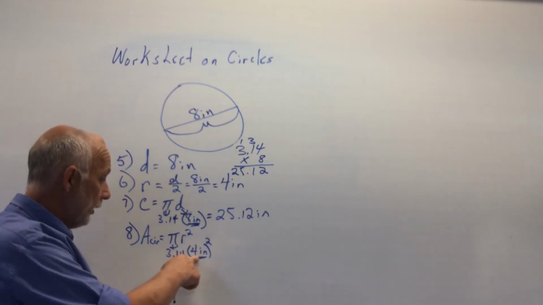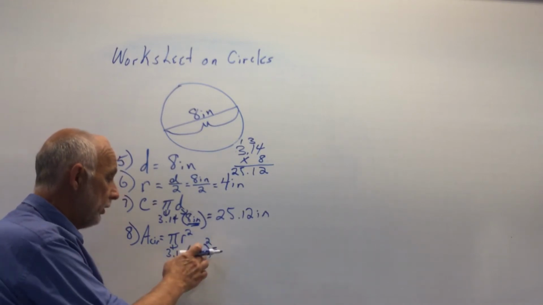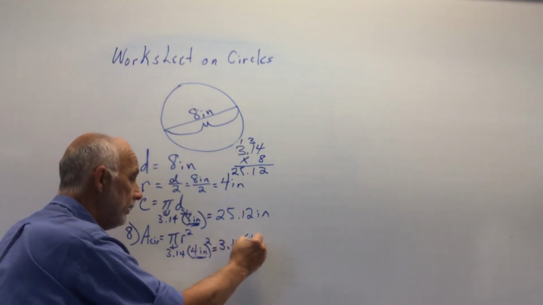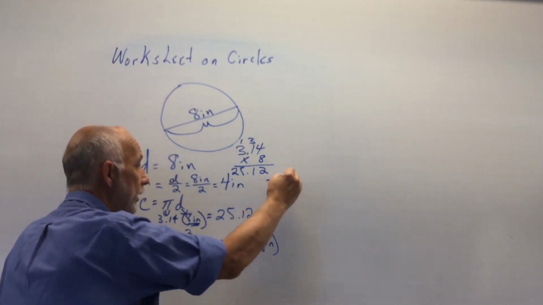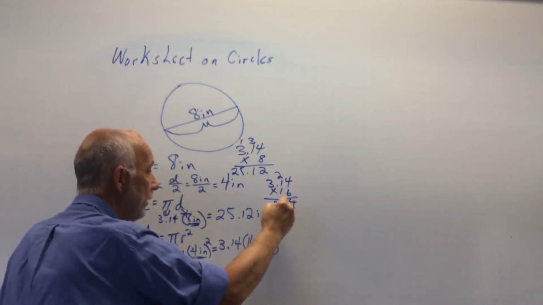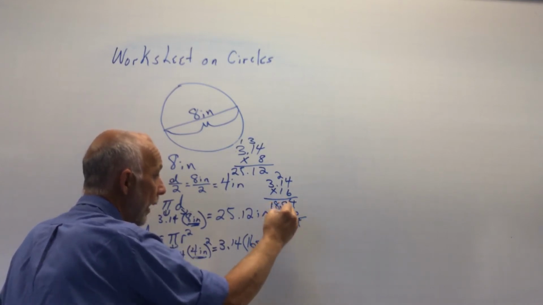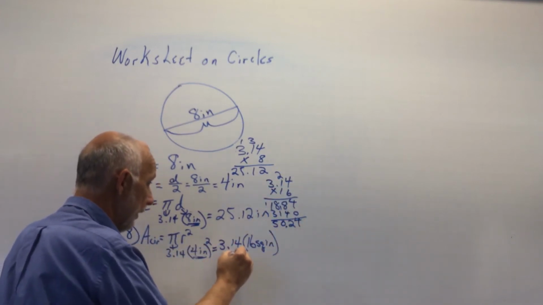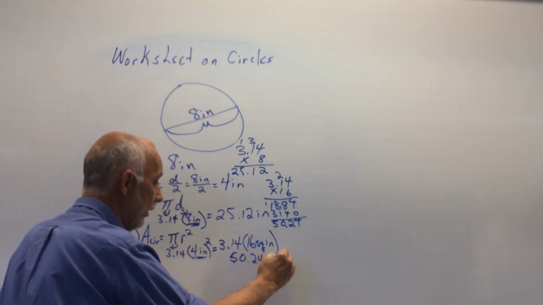Anyway, order of operations, do exponents first. 4 squared is 16. Inches times inches is square inches. So I get 3.14 times 16 square inches. Then I can multiply 3.14 times 16. You have a calculator you can use to do that. And again, even when we're back in school next year, you'll have a calculator to help you do that. And the answer comes out to be 50.24 square inches.